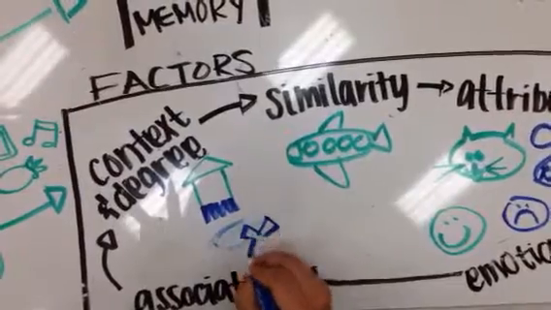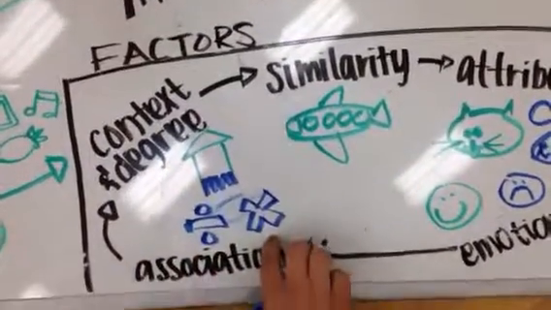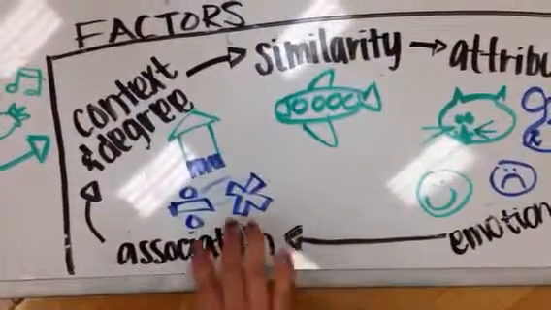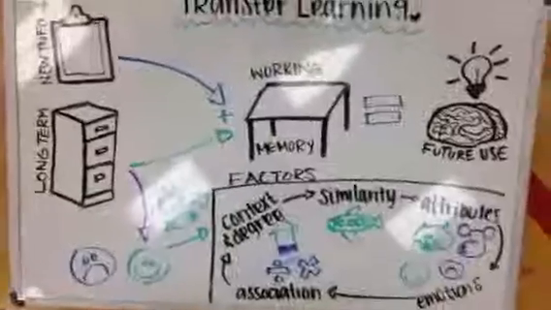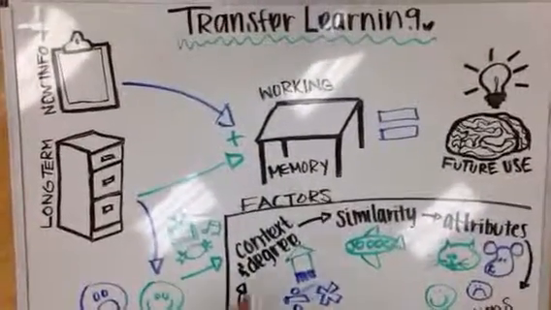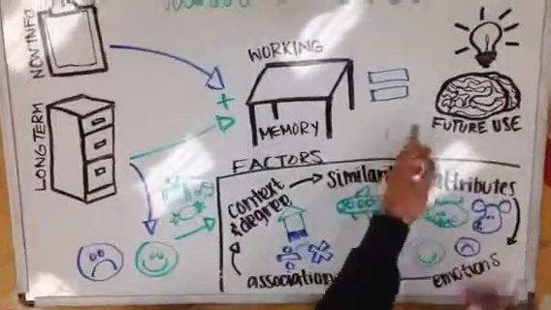So when we learn division, we don't just start off with its own thing. We learn multiplication first because they're associated. They're the opposite of each other. And so this is our transfer learning model, and that all comes together for our future use.